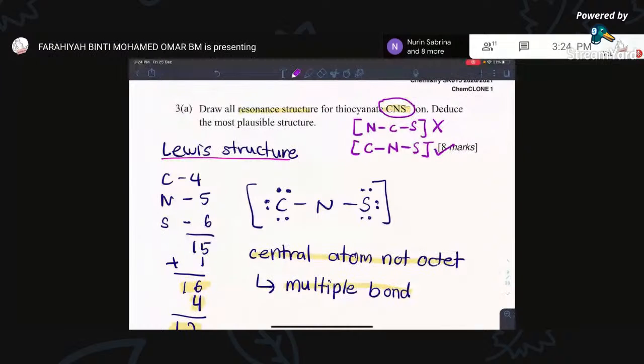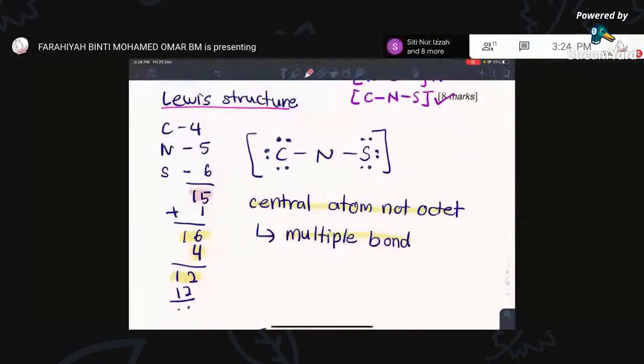So first of all, in order to deduce the plausible structure, you need to draw the Lewis structure. The valence electron is 15, plus charge 1, negative, so 16. And 4 of the 16 will be your bonding electrons, and 12 will be your valence electrons at the terminal atoms. If you count the separate atoms, they are not yet at octet, so you need to make multiple bonds. The possibilities for multiple bonds are many. You can bring electrons from here to here, so you will get a double bond. Or you can also make this 3 and this 1. So there are many possibilities, and the possibilities will be 3.